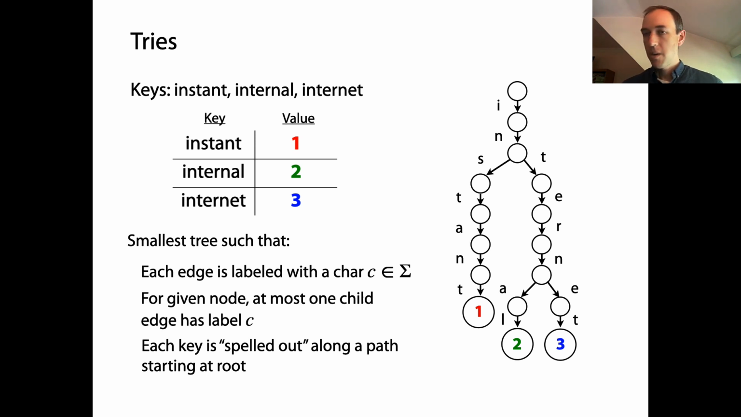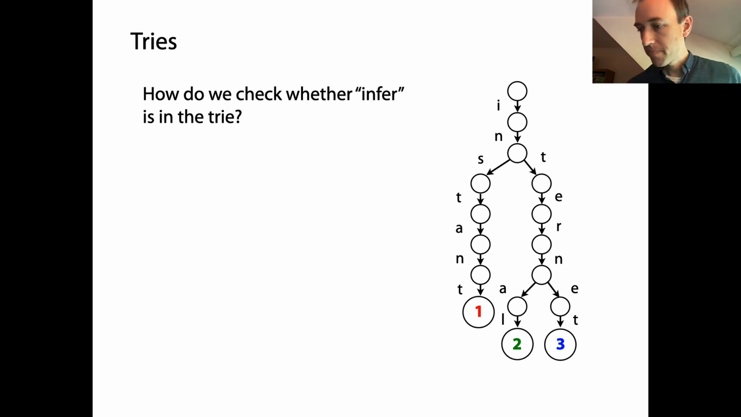Okay. All right, so you get the idea. This is a tree-shaped data structure where the keys are spelled out along paths that go down from the root, and common prefixes are collapsed so that we only represent them once. We don't redundantly represent them more than once.